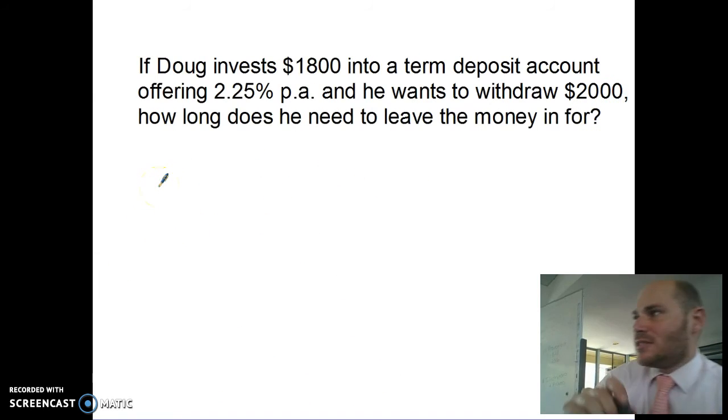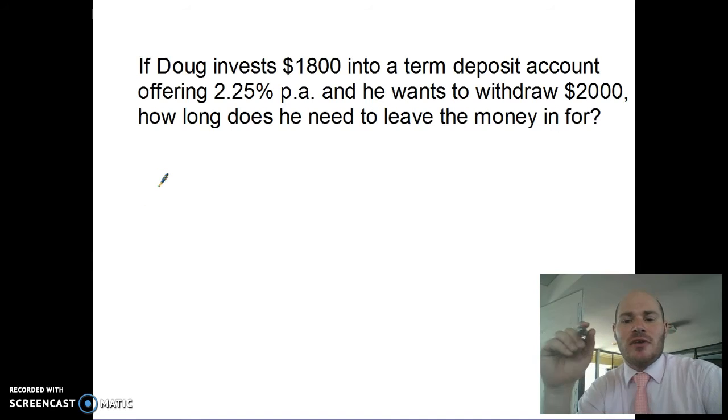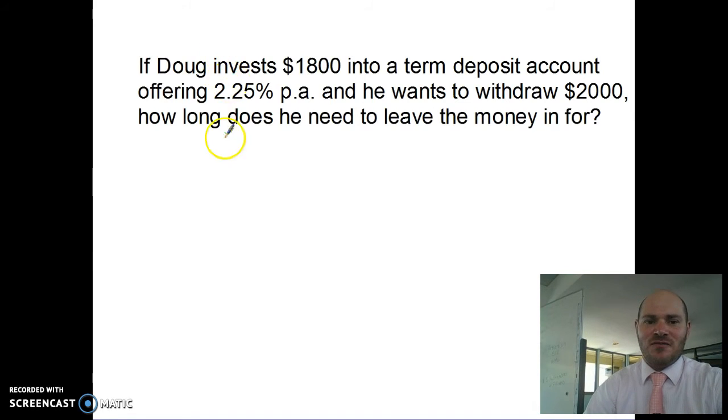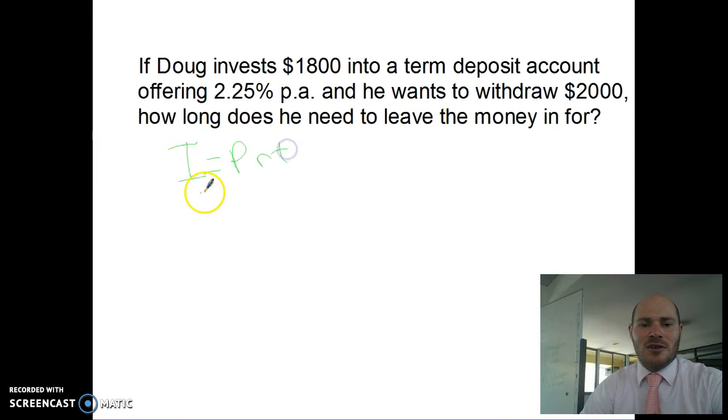Then we have a look at the different types of questions. This time, your question reads: if Doug invests $1,800 into a term deposit account offering 2.25% per annum, he wants to withdraw $2,000, how long does he need to leave the money in for? This time, the question isn't asking for the interest. So we have to look at the question: how long does he need to leave the money in? I'm looking for time.